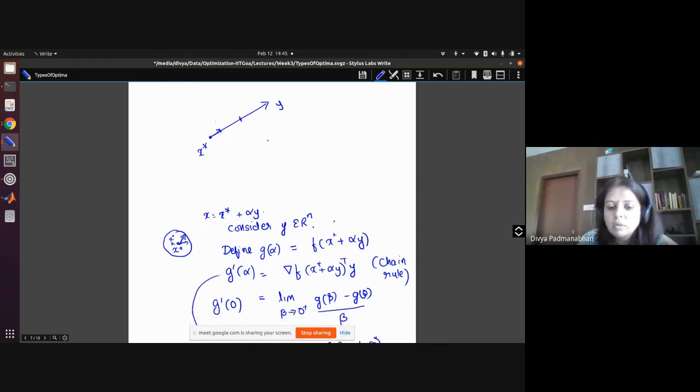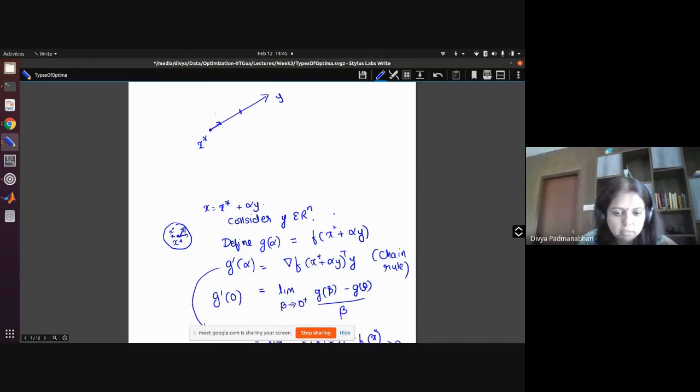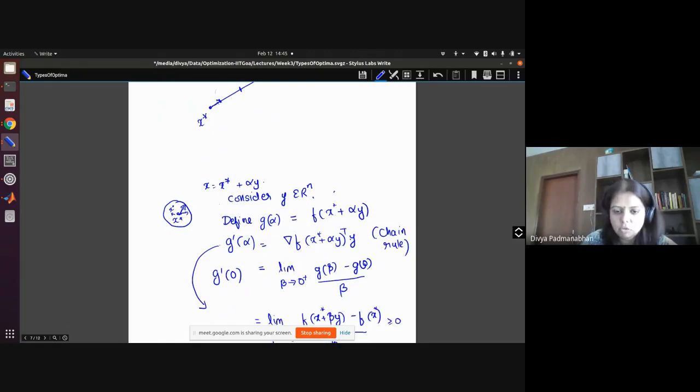Now if I take the derivative with respect to alpha, you do that by chain rule. You take the gradient of f and evaluate it at the point x star plus alpha y, and transpose this inner thing, whatever function you have inside, which is a function of alpha. So you have this transpose y. It's just an application of the chain rule.